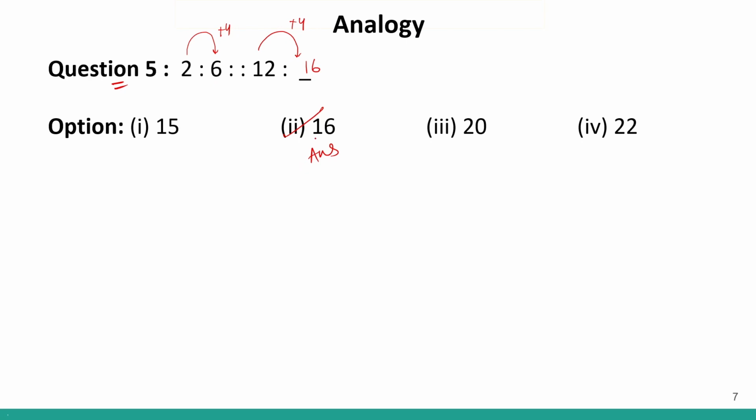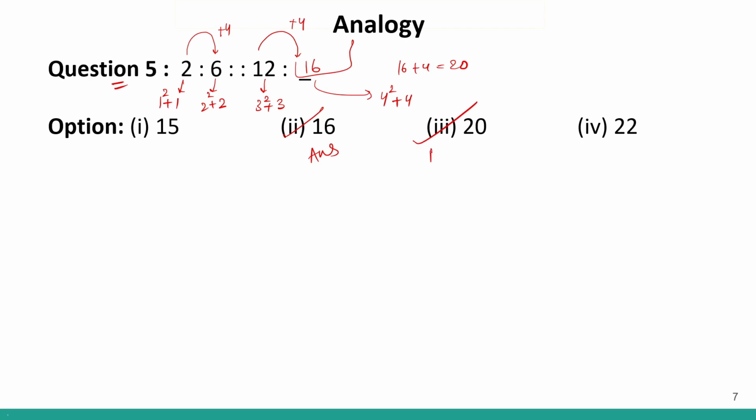So 16 will be my answer. But if I look over here, 2 can be written as 1 square plus 1. Correct? And this can be written as 2 square plus 2, because we get 4 plus 2. This can be written as 3 square plus 3. How? 9 plus 3 will give me 12. So now at this place, I can also have 4 square plus 4. So 16 plus 4 will give me 20.